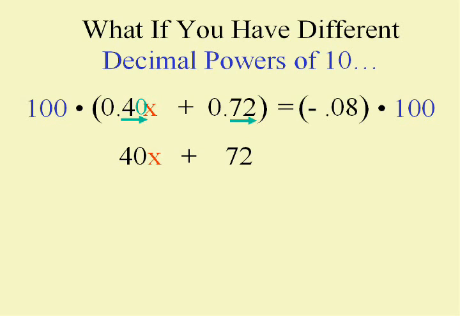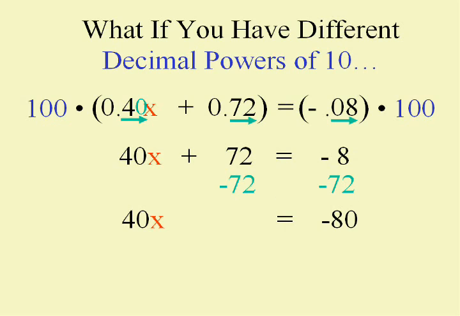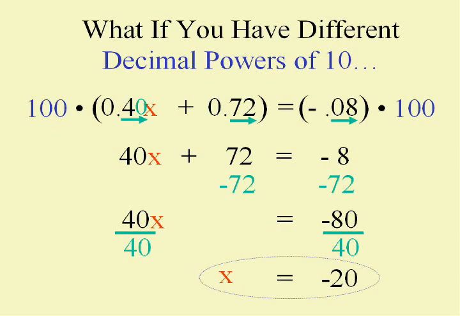Remember, when it's at the end, you don't write it. And this one will end up being just negative 8. Now you should know how to solve this, but let's finish it off. I'll get x alone by subtracting 72 from both sides, and 40x will equal negative 80. Now I got to get x alone, so I'll divide both sides by 40, and this one comes out nice. And there's your answer.